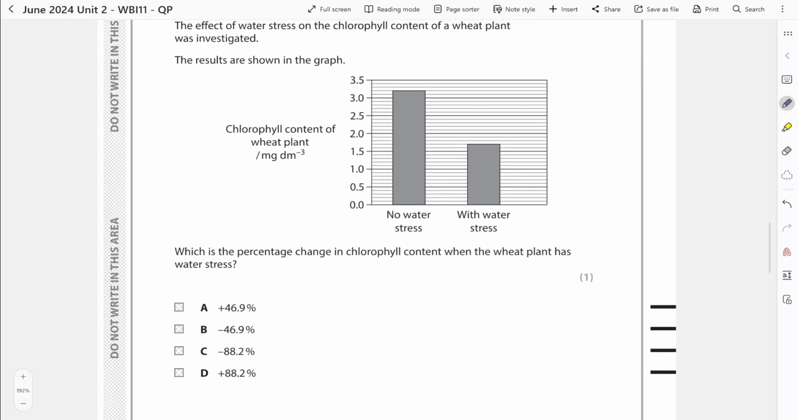So the chlorophyll content without water stress looks like it's about 3.2, minus this one, which would be 1.7. We would divide it by the original, so 3.2, and times by 100. And the answer would be 46.9%, and it's a decrease. So the answer is B.